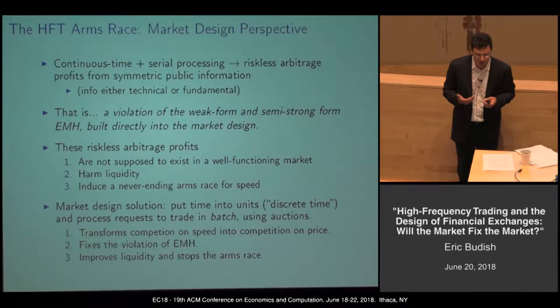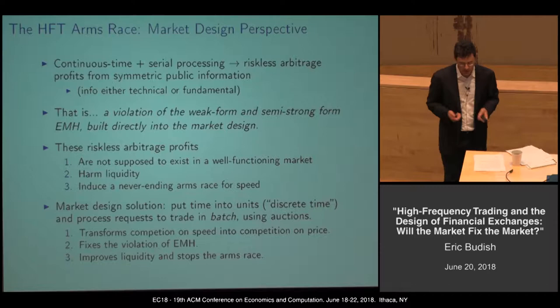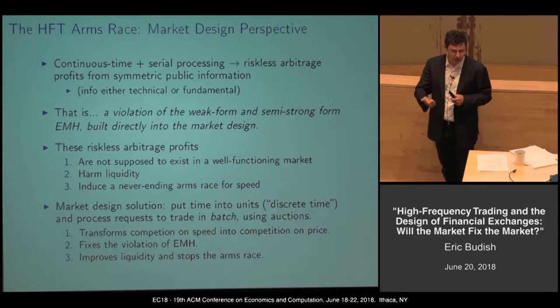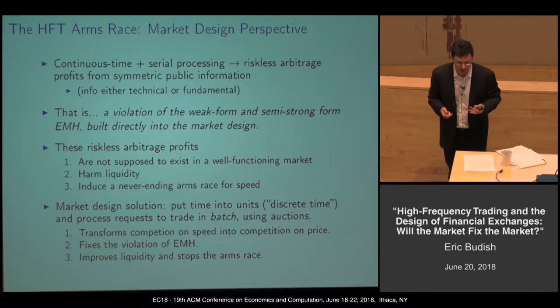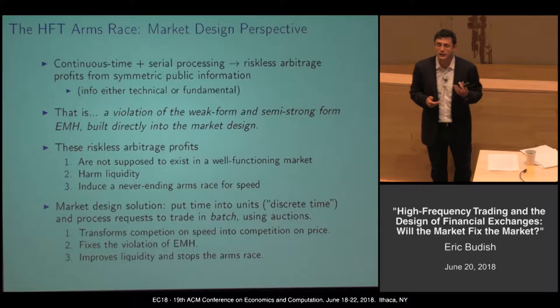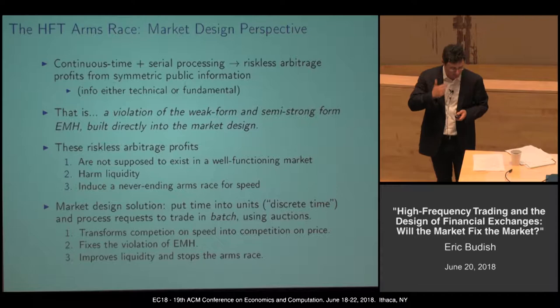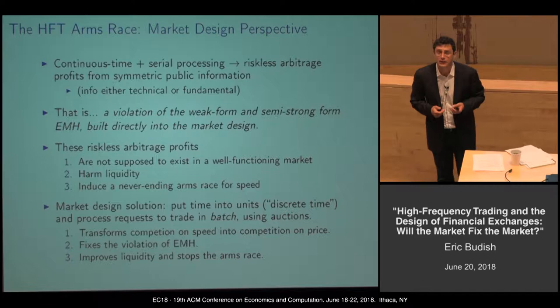So in an efficient market, to make money, you either have to take risk or know something the rest of the market doesn't know, so have private information. But what our research shows is that built in to the current market design are profitable arbitrage opportunities that are both riskless and use only symmetric public information. So information revealed to the whole market at the same time with the economically obvious implications. So I just want to underscore this. There's a violation of the efficient markets hypothesis caused by flawed market design. These arbitrage opportunities aren't supposed to exist in a well-designed market, and they harm markets in two ways. They make markets less liquid, and they induce a socially wasteful, never-ending race for speed.